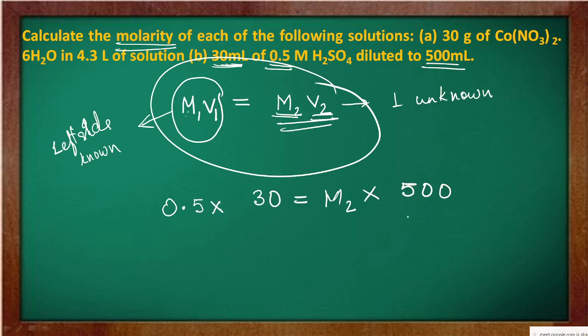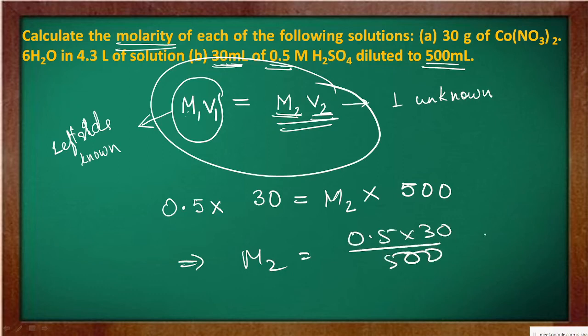So now you have to calculate the molarity. Directly solve for M2, so M2 will be equal to 0.5 into 30 by 500, and solving this you will get some value, suppose y molar. These calculations you are to do by yourself. I am not doing the final calculation part here; I am just explaining what the formula is and how you are going to proceed. Let us see the another one.